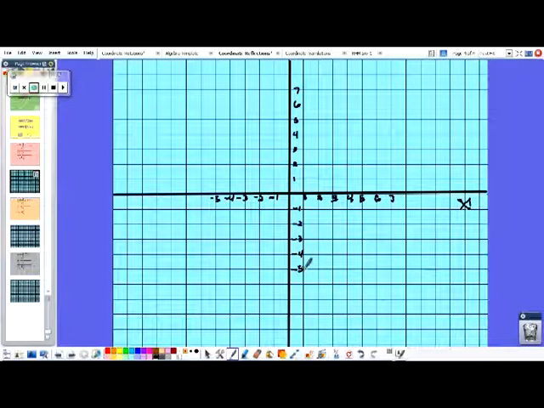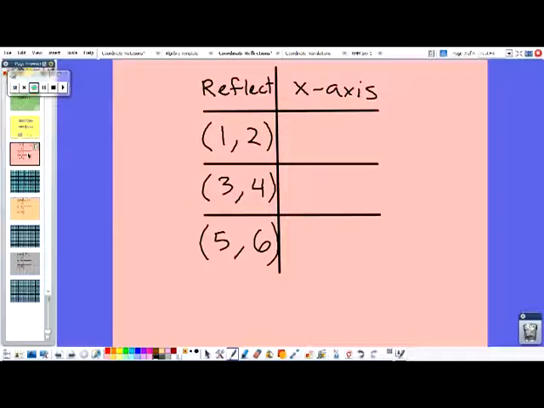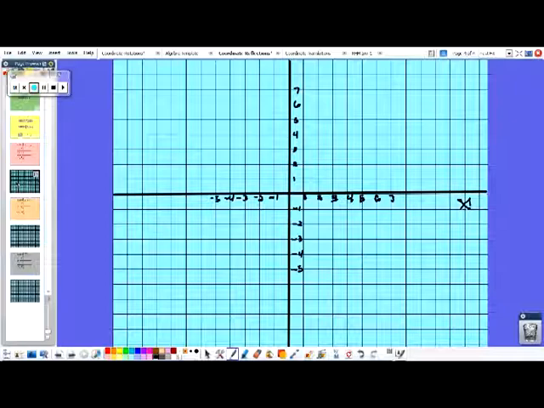Okay, now, the first coordinate point, according to our table, is 1, 2. So, looking at the table, we're going to plot the point 1, 2. So, at 1 on the x-axis, I go up 2, place a dot. Okay, now, we are going to reflect this point across the x-axis. It's going to be on the opposite side, and if we were to fold along the x-axis, the 2 points will match up exactly.